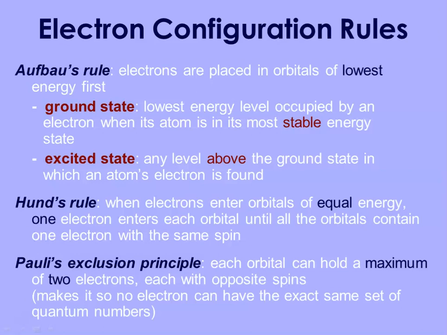An excited state would come about when an input of energy is able to move an electron outside of its ground state to a higher energy level than it would normally be found.